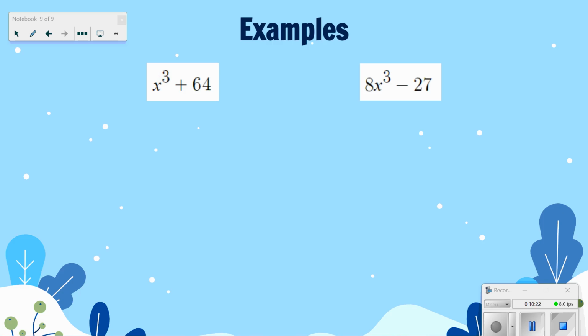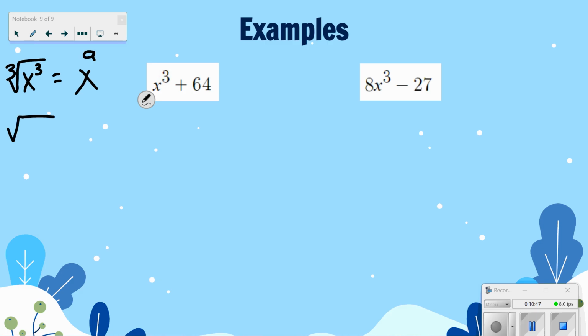Alright, looking at our first example, you have x cubed plus 64. So, are both of those perfect cubes? Yes, both of those are perfect cubes. So let's break down how we're going to use that formula. Let's take the cube root of each of them. What's our cube root of x cubed? Just x. So you're going to think about that like the A value in your formula.